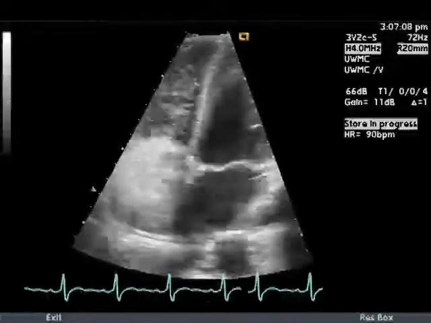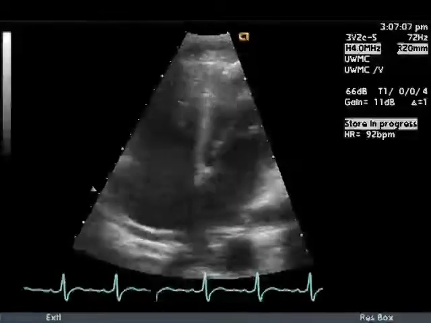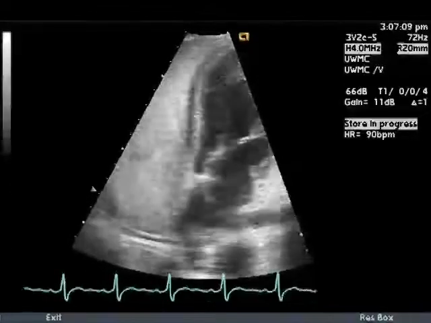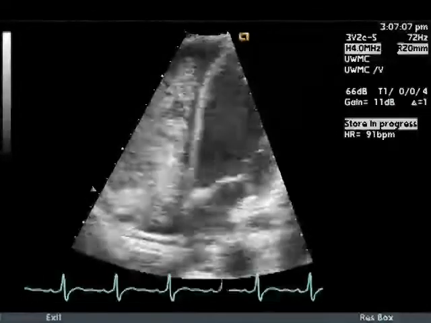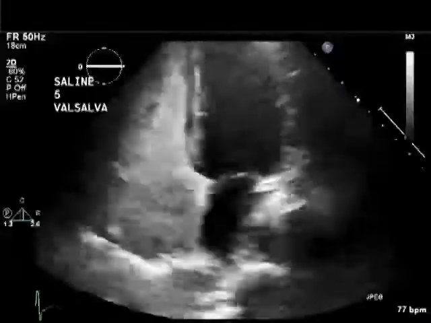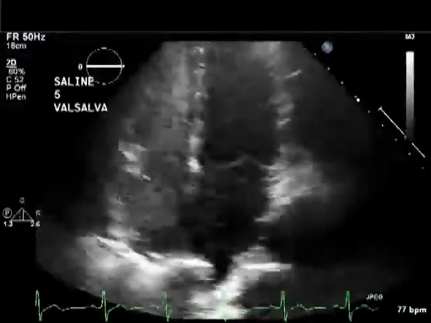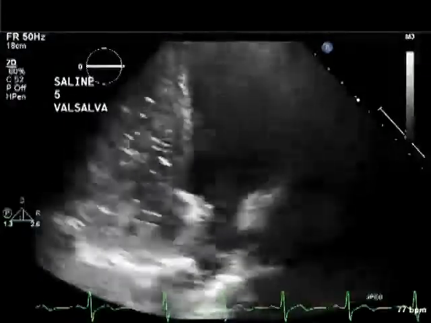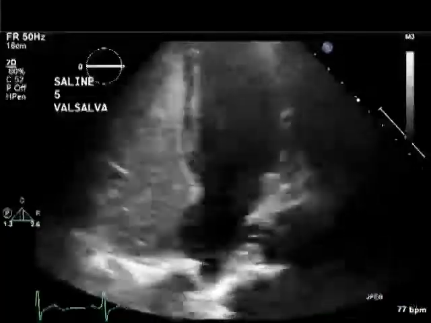In the presence of a right-to-left intracardiac shunt, microbubbles are seen in the left atrium and left ventricle within 2 or 3 beats of the appearance of contrast in the right heart, as seen in the apical 4-chamber view in the same patient. On transthoracic imaging, a minimum of 5 contrast injections is recommended, 3 at rest during normal respirations and 2 following a Valsalva maneuver.